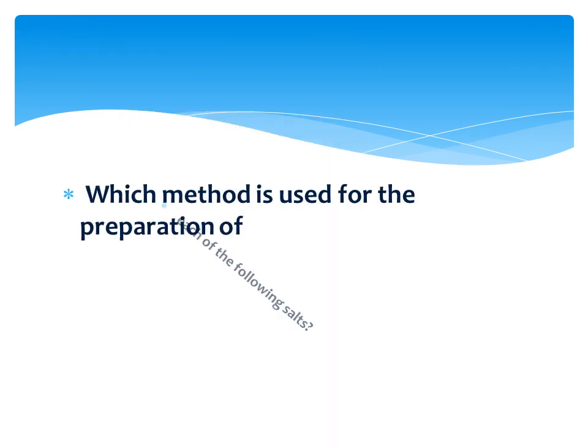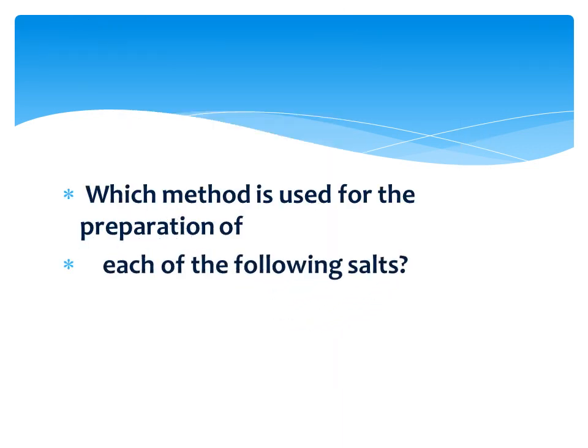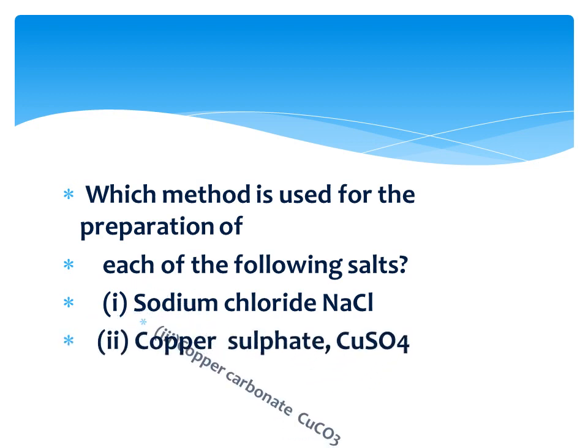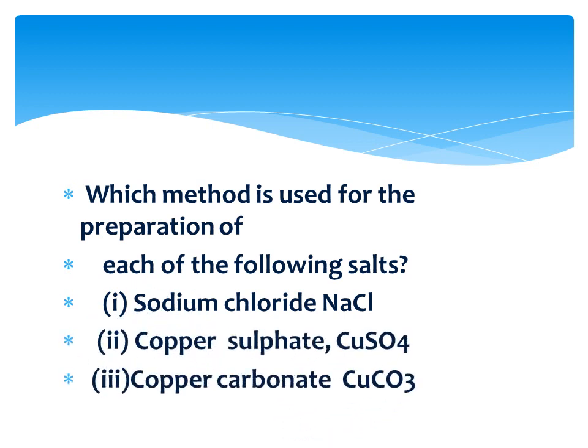So let's practice it with some examples. For example, the question is: which method is used for the preparation of each of the following salts? The first salt which comes to our mind is NaCl. Now I have selected 3 salts for you so that we can practice. The second salt is copper sulphate and the third salt is copper carbonate.